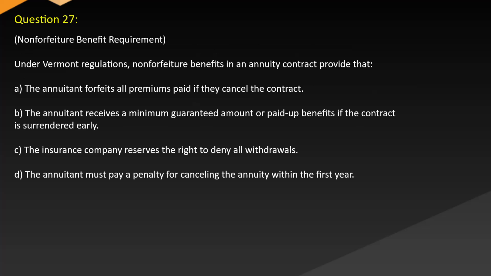Question 27. Non-forfeiture benefit requirement. Under Vermont regulations, non-forfeiture benefits in an annuity contract provide that: A. The annuitant forfeits all premiums paid if they cancel the contract. B. The annuitant receives a minimum guaranteed amount or paid-up benefits if the contract is surrendered early. C. The insurance company reserves the right to deny all withdrawals. D. The annuitant must pay a penalty for cancelling the annuity within the first year.